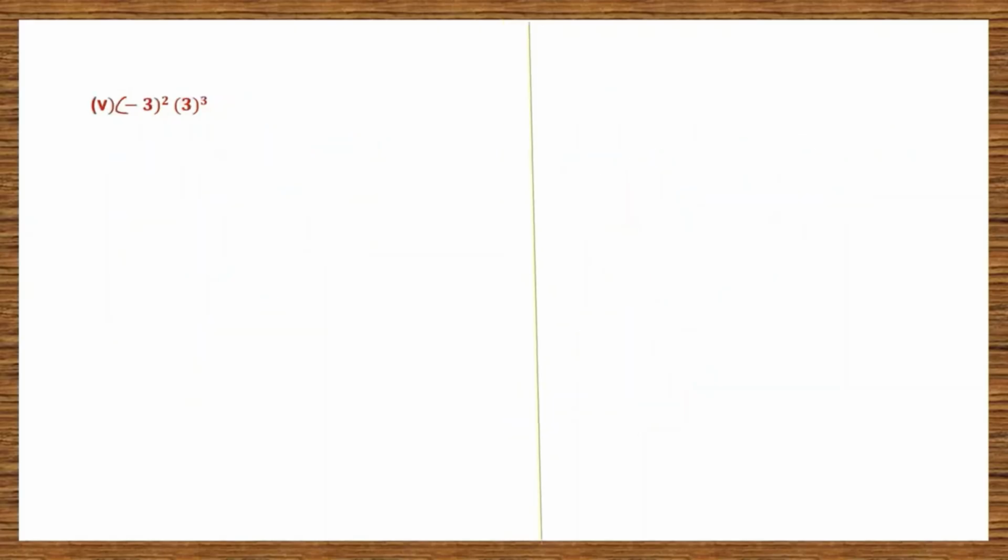So here what do we have? We have minus 3 raised to the power of 2 into 3 raised to the power of 3. We don't have variables, we have numbers, so we can straight away do it in a single method. Minus 3 raised to the power of 2 means the whole thing is multiplied twice. So minus 3 into minus 3, and the other one is 3 raised to the power of 3.